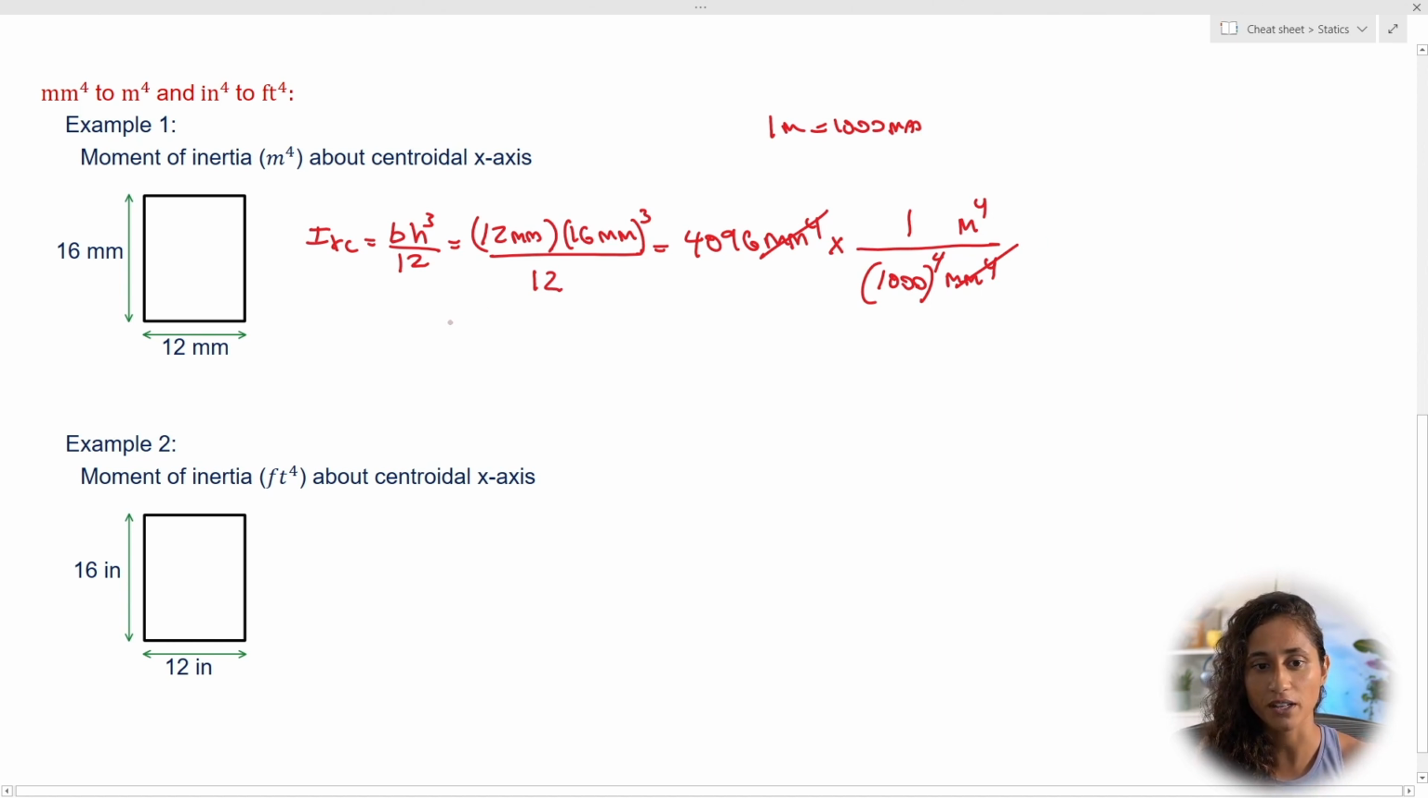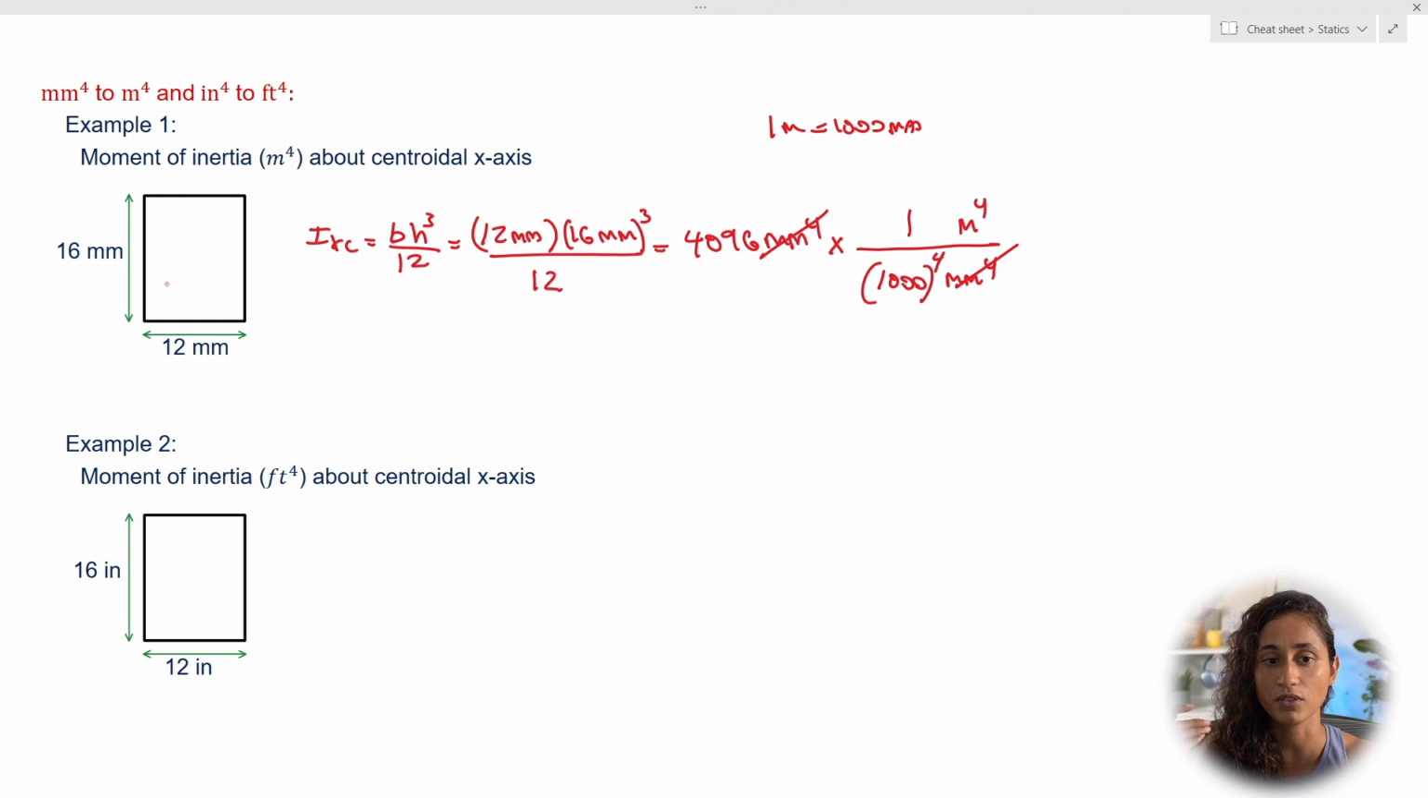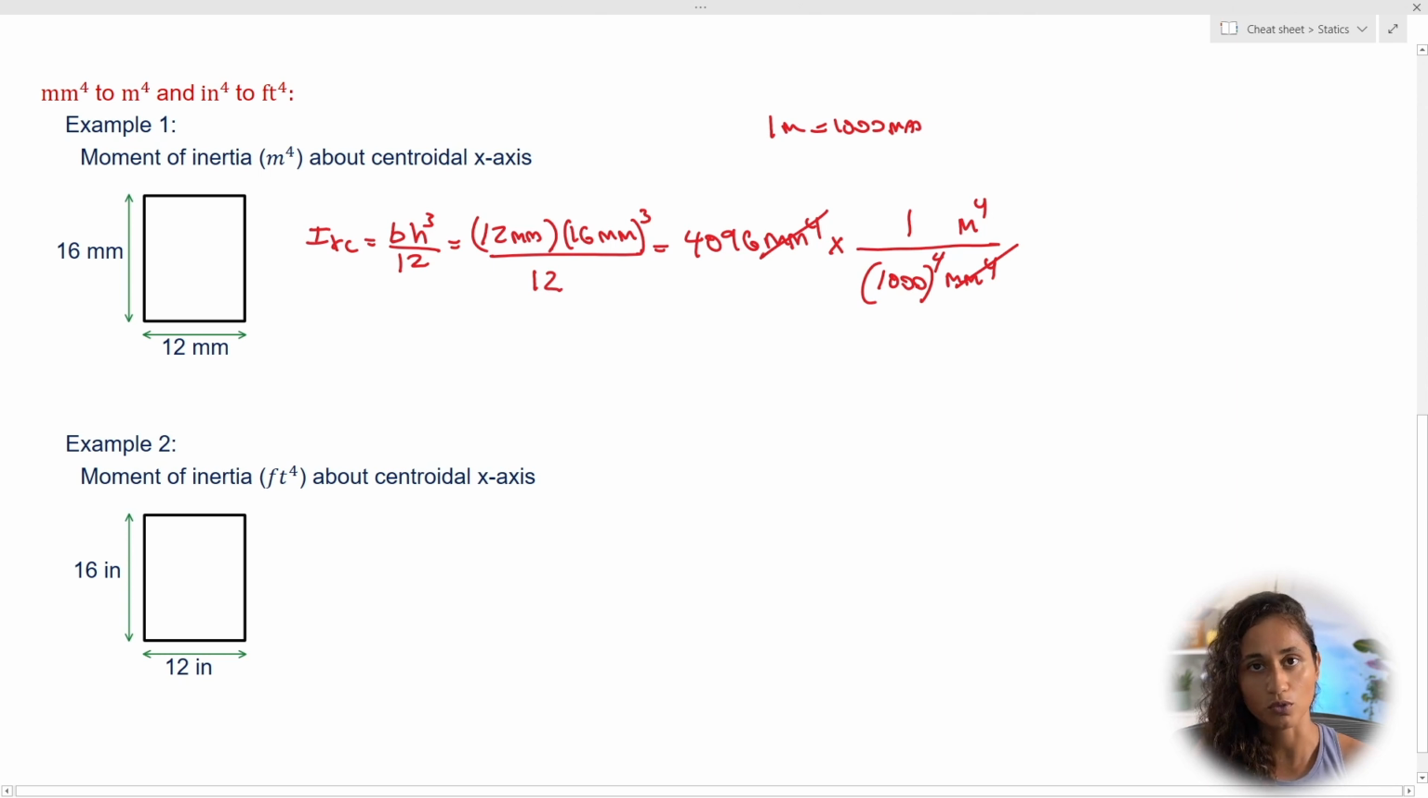Now, another thing we could have done is just converted the 12 millimeters to meters, and then we could have done the same thing with the height. We could have done that and it could have been faster. But sometimes when we have long problems, let's say we have to use the parallel axis theorem and then we have a rectangle and then a circle inside the rectangle, when it becomes so many terms and so many variables, it's faster to actually just leave all the units as they are and then just convert at the end. And also, it's important that you guys know how to convert from millimeters to the power 4 to meters to the power 4.